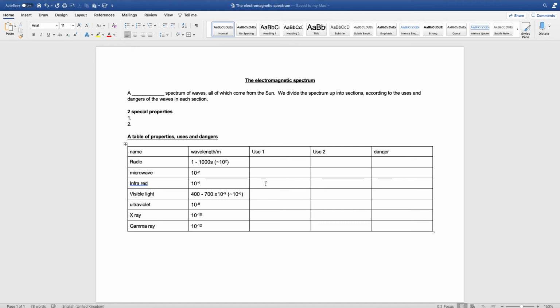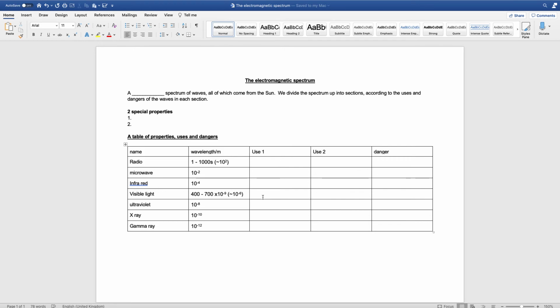Infrared, remote controls, infrared cameras. Danger, well, infrared causes burns. If you stuck your hand under the grill when the grill was on, please don't do that, but if you did, you would be burnt. So infrared in high intensity causes burns.